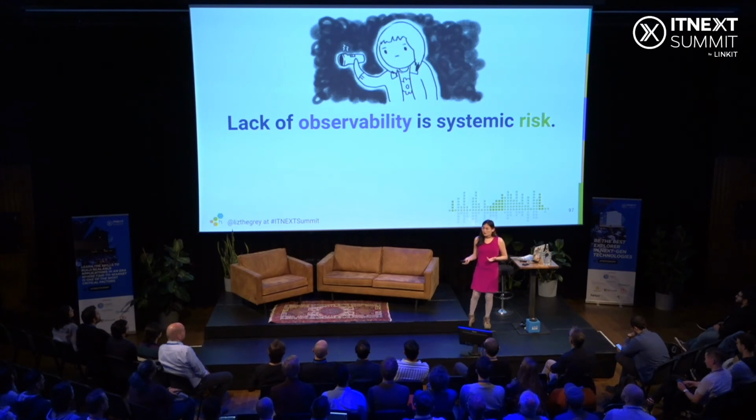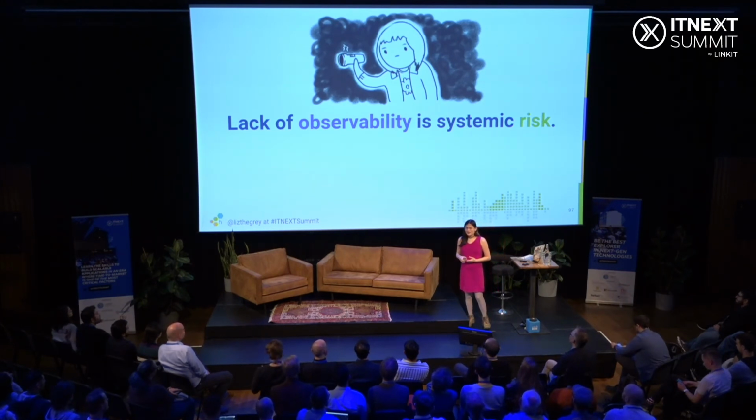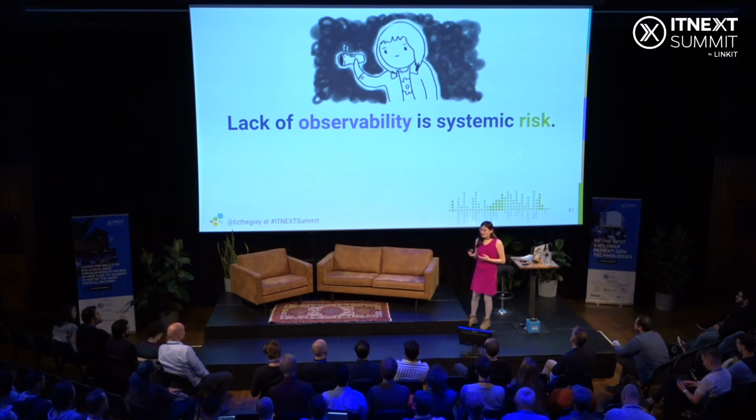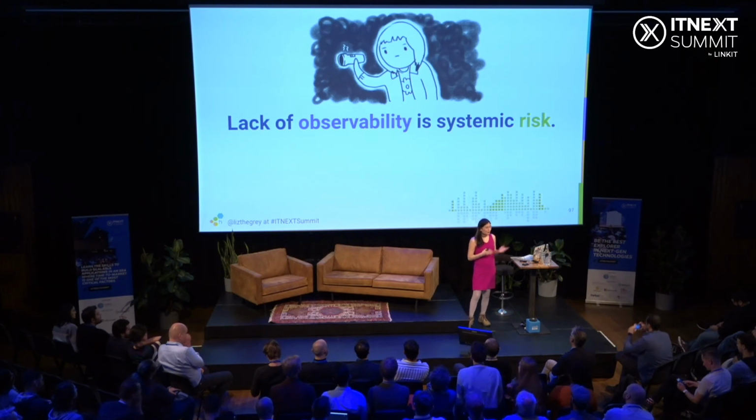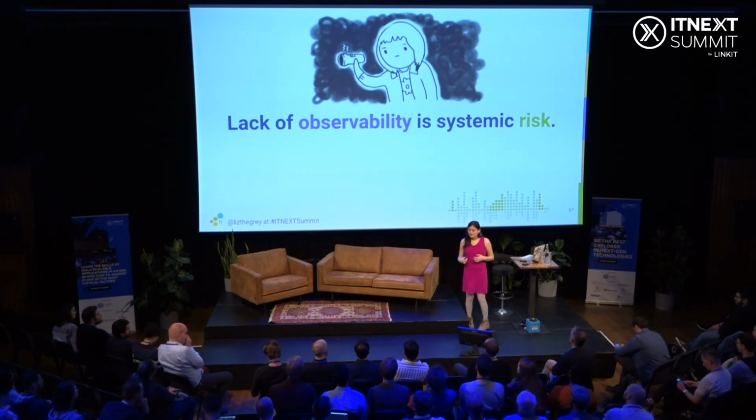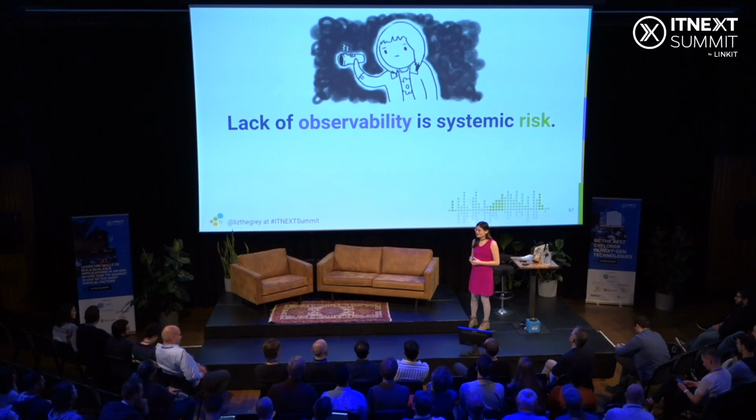But in closing, I want to say that lack of observability is a systematic risk. If you do not have observability, that means that every outage that you have is going to take 20, 30, 40 minutes longer, or maybe even hours longer while you're trying to figure out what's going on inside of my system and how do I make it stop hurting. So really, really invest in that capability to understand deeply what's happening inside of your system.